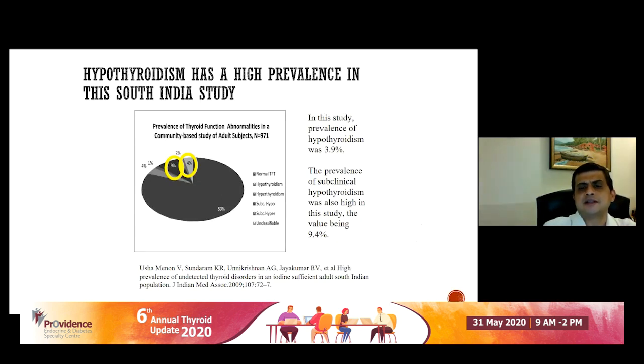And just to say that this is a paper which I published many years back. I was one of the authors publishing this paper, which was done in a South Indian population of 971 subjects. And what you will find is that a good proportion of patients have, you see at the bottom, unclassified thyroid function tests. So not all the patients you can classify as hypothyroid or hyperthyroid or subclinical hyperthyroid, subclinical hypothyroid. There may be people who don't fit into any of these patterns.